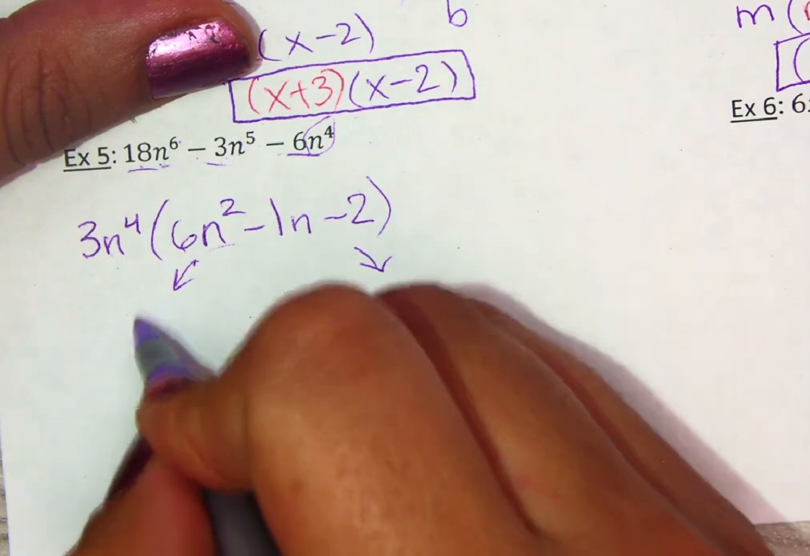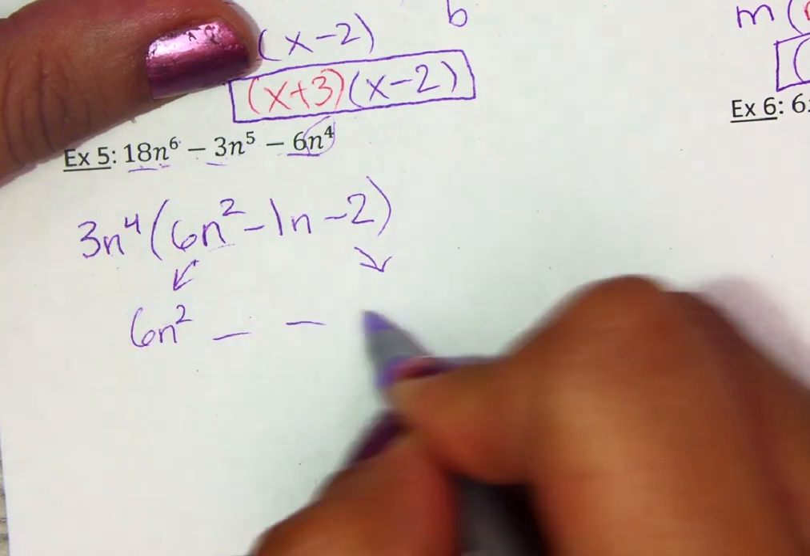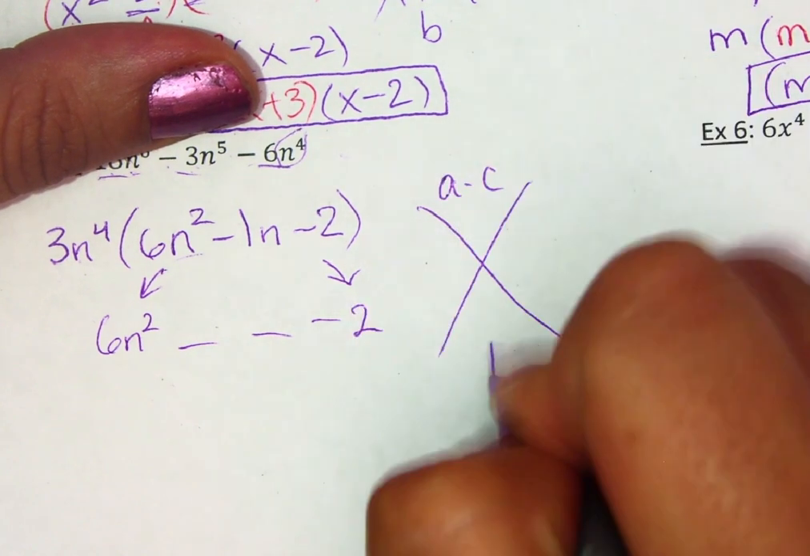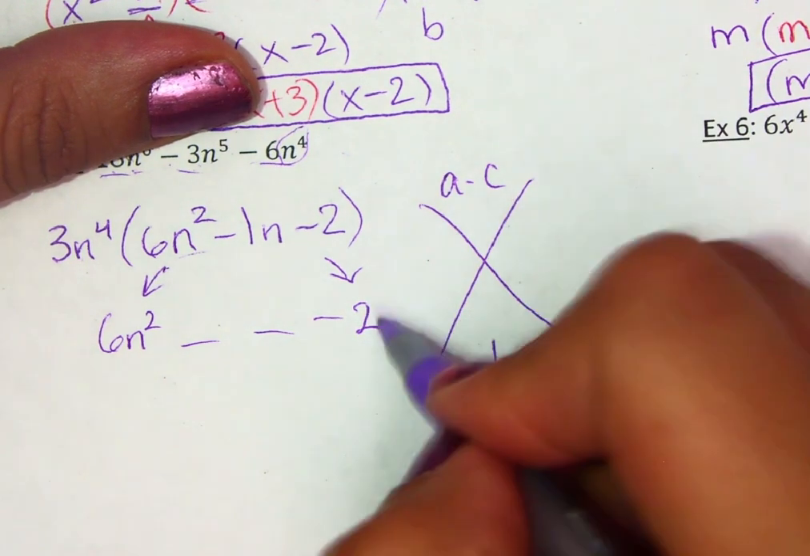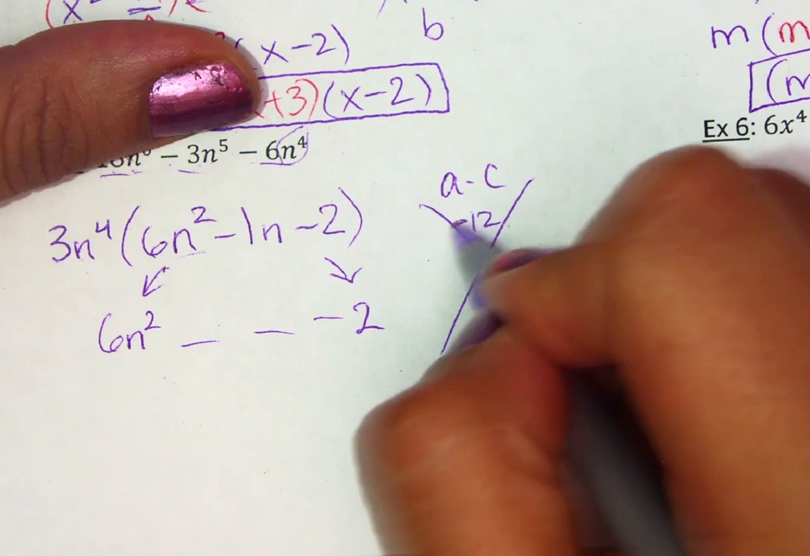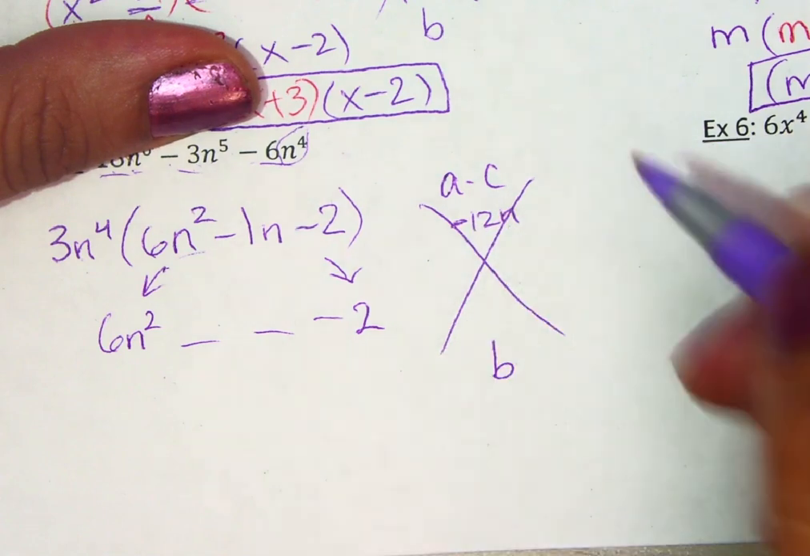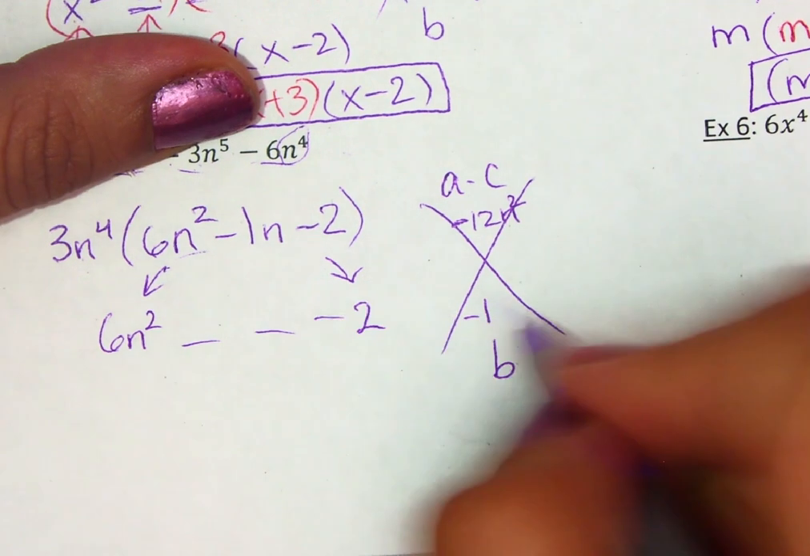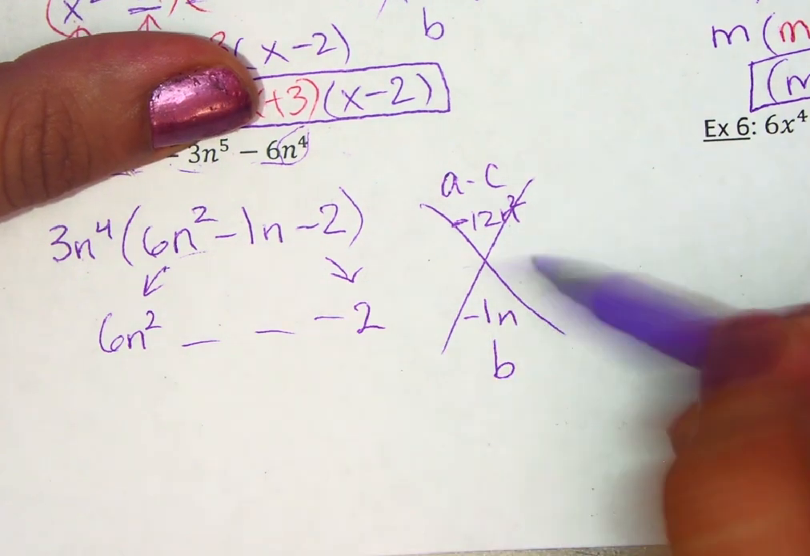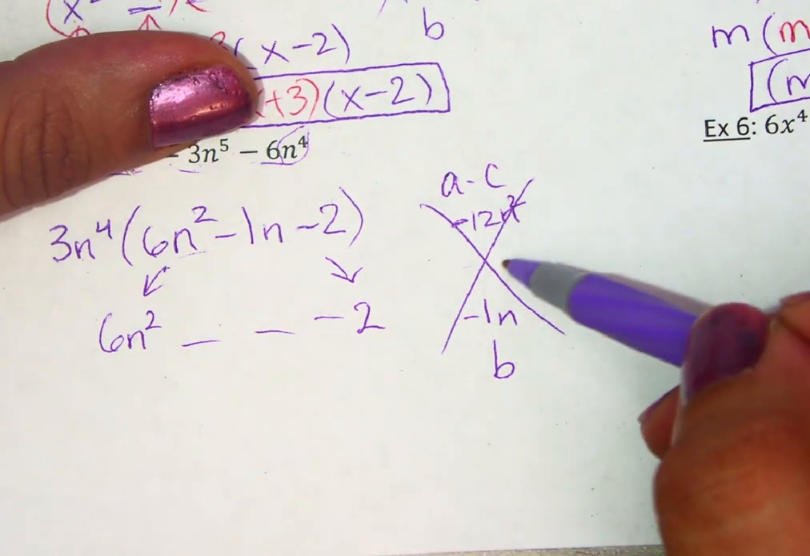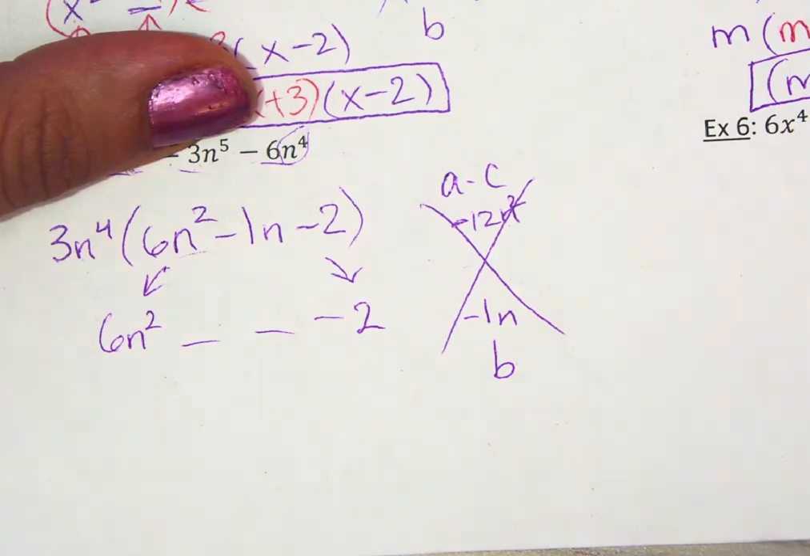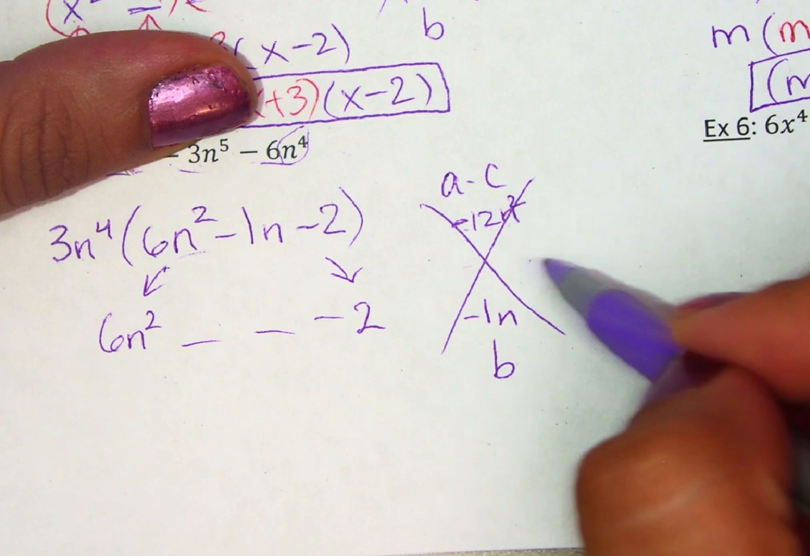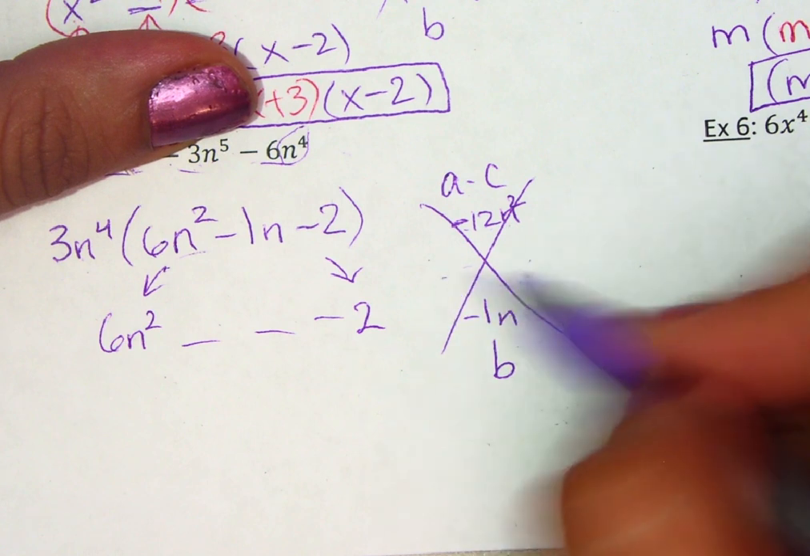So we're going to separate this 6n squared, 2 spaces, negative 2. Draw our x, a times c, and then b. A times c is negative 12 n squared. And then the b value is negative 1 n. So what two numbers do you multiply to get negative 12? But it has to be one positive, one negative, because negative 12 is your answer. So positive times negative. So that means we're going to be subtracting the numbers.